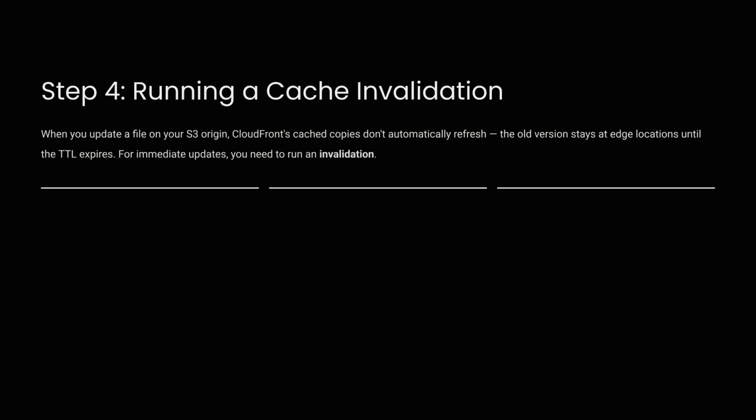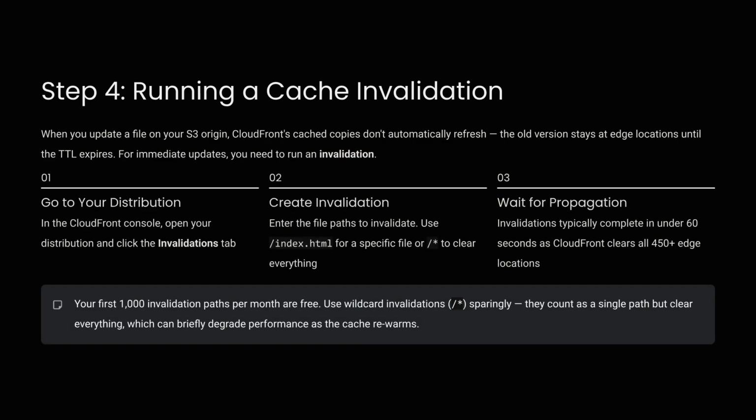Step 4 is running a cache invalidation for immediate content updates. When you change a file on S3, the edge cache remains until the TTL expires. To refresh instantly, create an invalidation request in the console, specifying the file path or using /* to clear everything.